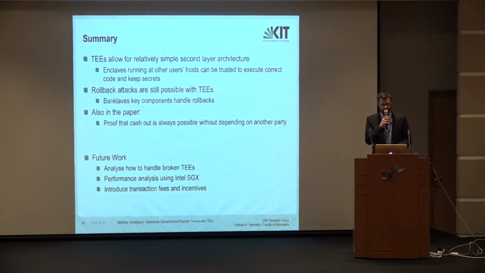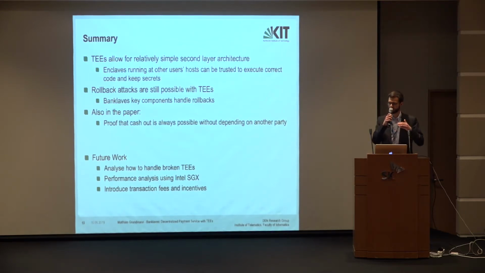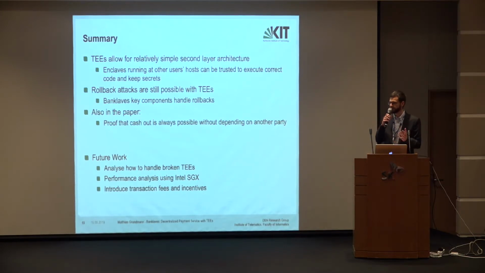So let's sum it up. We have seen that TEEs allow for a relatively simple second layer architecture because you trust the TEEs and you know that the code which is run at other users' hosts is the correct code that you expect those users to run. And you can store data at other users' hosts, even secrets you don't want those users to be able to read, and those are protected by the TEEs. We've seen that rollback attacks are still possible, although we use TEEs, but we have presented concepts that handle those rollbacks and assure that they are not a problem.